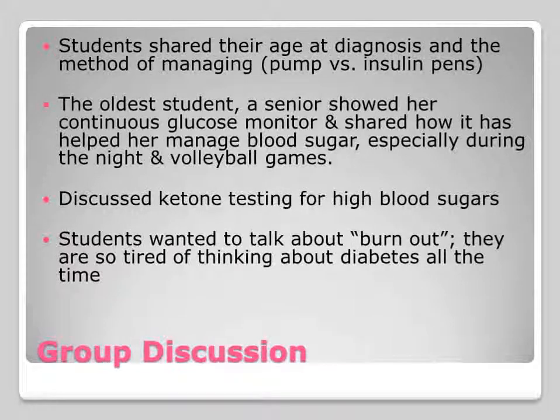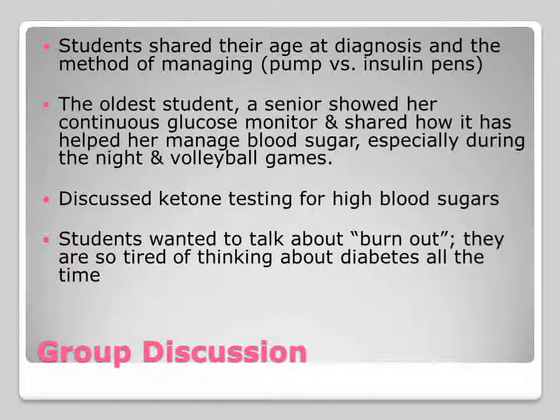We started the group discussion. First of all, we were in a small room. We were eating lunch because we met during lunch, so we all had our lunch with us. We were sitting in kind of a square, so we were facing each other. First the students shared their age at diagnosis and how they managed. One student has an insulin pump, and the others were all using insulin pens.